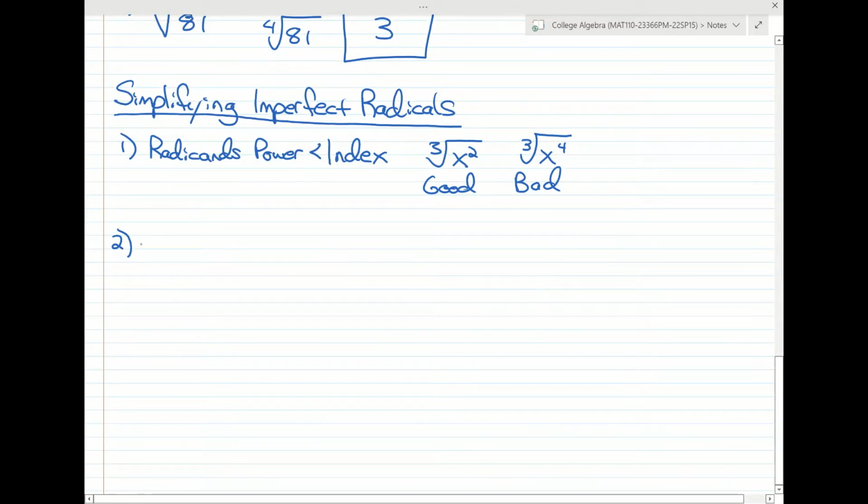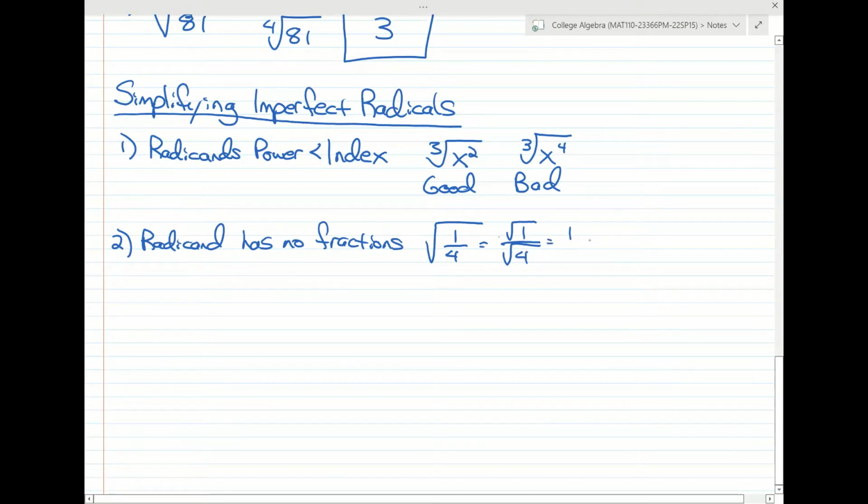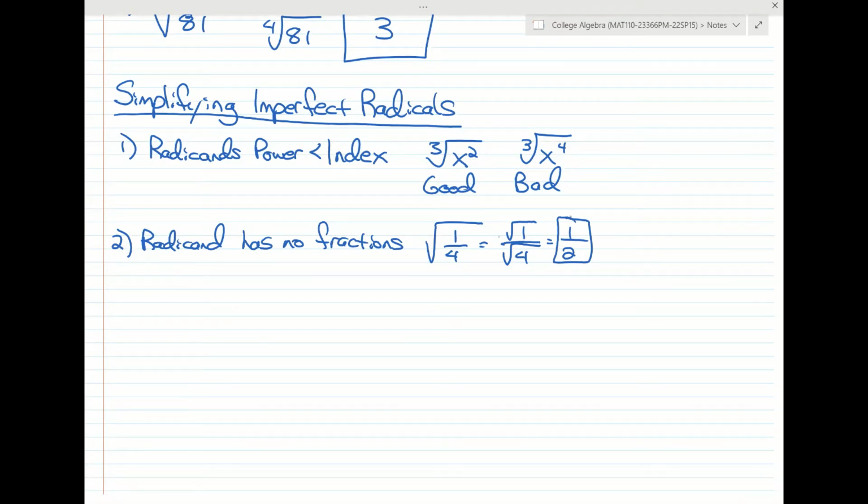Second property is that the radicand has no fractions. We had already seen, if you have a fraction, we talked about how to handle it. We just distribute the radical to the numerator and the denominator. 1/2 would be the answer. But inside the radical, there are no fractions. That would mean that it's fully simplified.